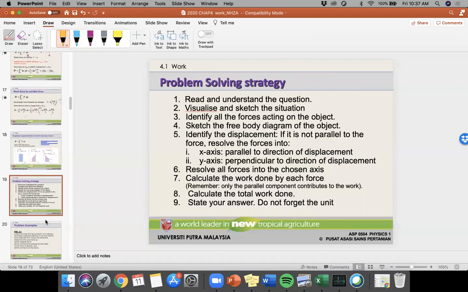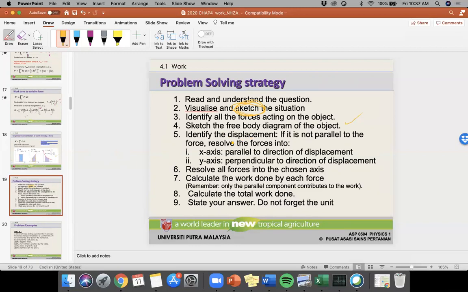Okay, problem solving strategy. Read and understand the question, visualize and sketch the situation. I cannot stress this enough. Sketch, sketch, sketch. If you don't sketch, I'll cane you. Always try to sketch your situation, because most of the time mistakes are made when you don't draw it, you can't visualize it, and you make mistakes. And then identify all forces acting on the object. Sketch a free body diagram. We have done this. We always do this.